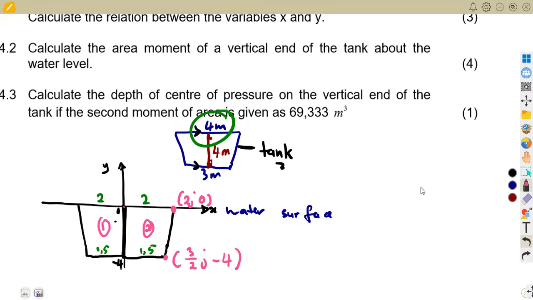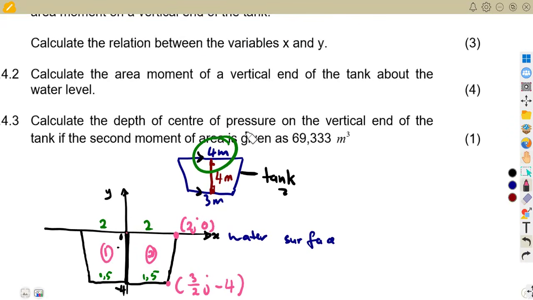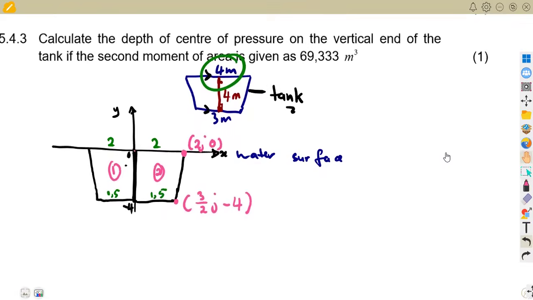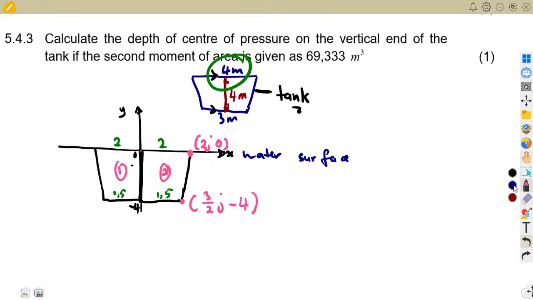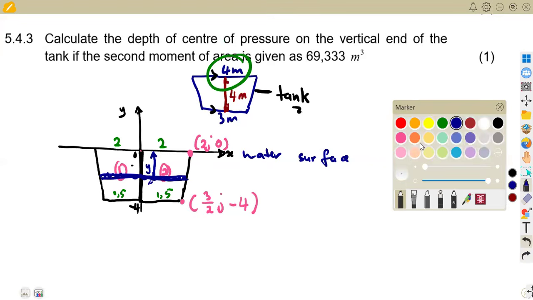Why do we take the points? Remember, we need to calculate the relation between the variables x and y later on, which I explained that you have to find in terms of what? In terms of y, x in terms of y. And also don't forget to put your representative strip, all right? And also the distance that you're going to talk about, which is the y distance in this case. That is the distance from what? From the x-axis. That's the y distance that you're going to talk about. So that is it for the first part.